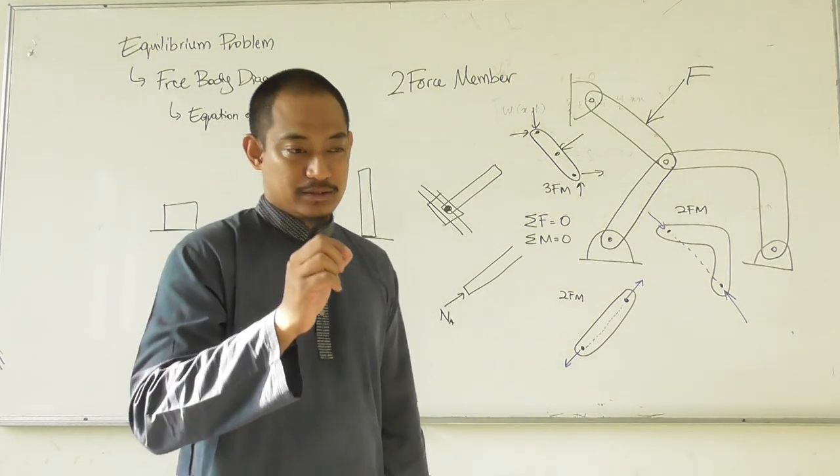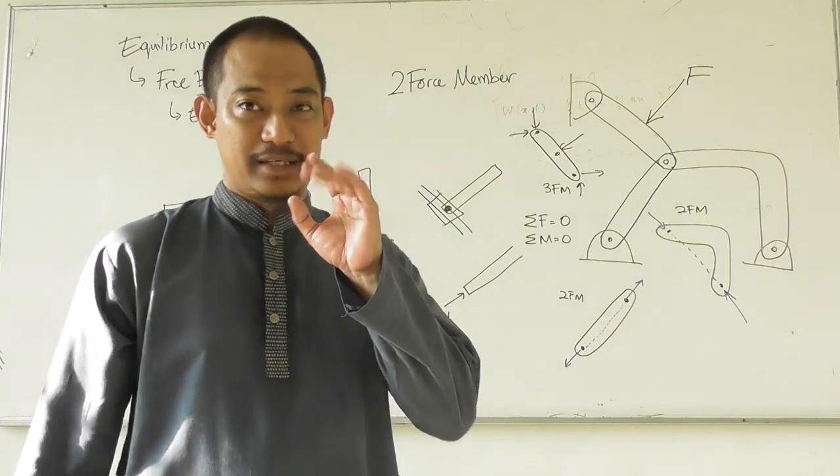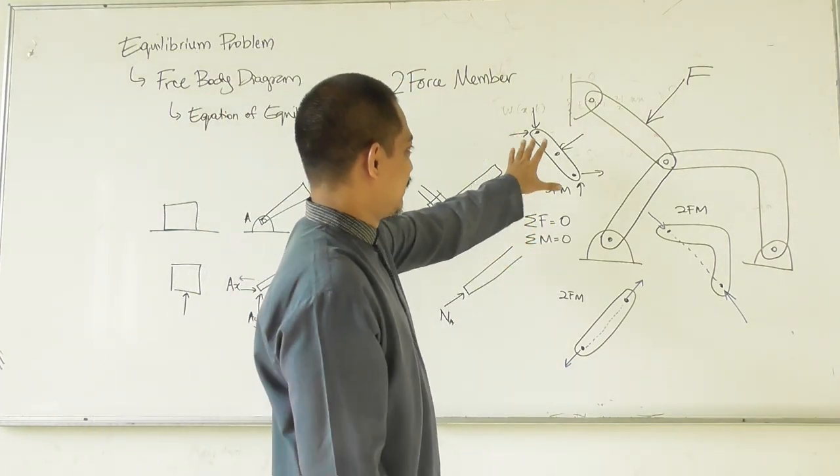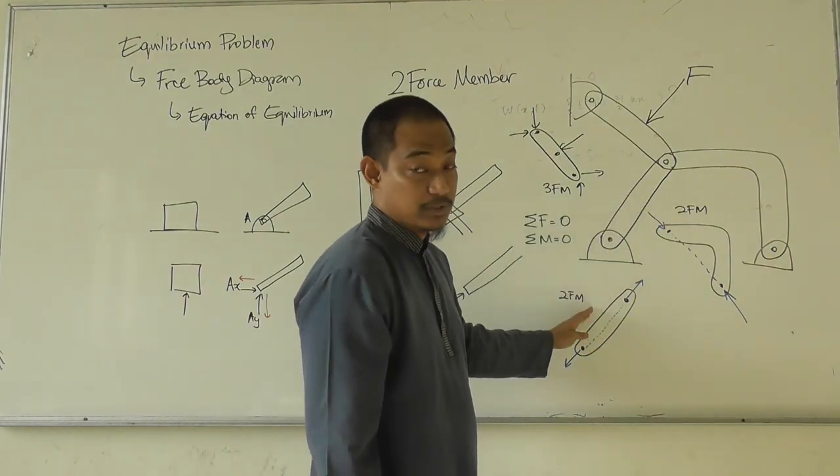So that's the special thing about a two-force member. Hopefully you understand that one. Hopefully you can identify that's number one, just by the three. This is a three-force member, this is a two-force member. You have to assume a tension or compression.